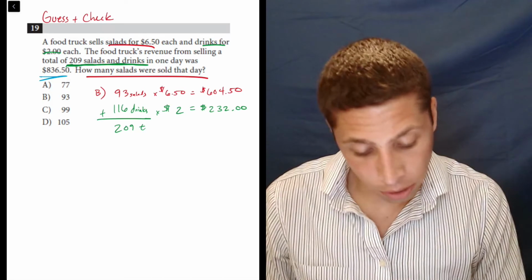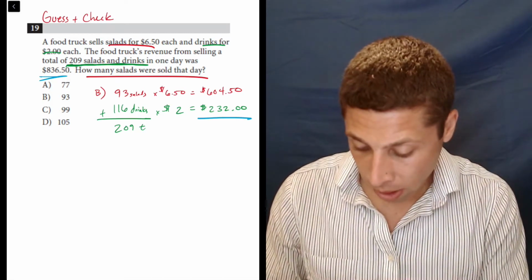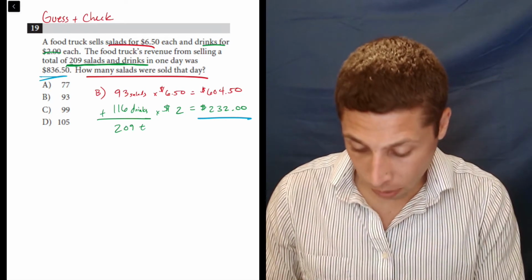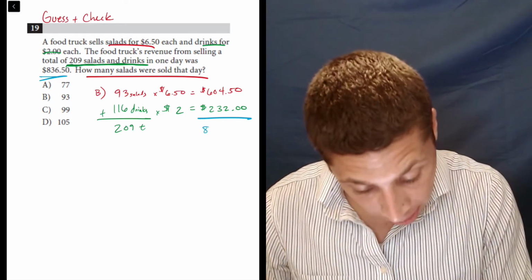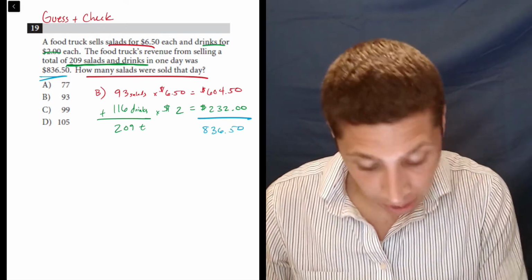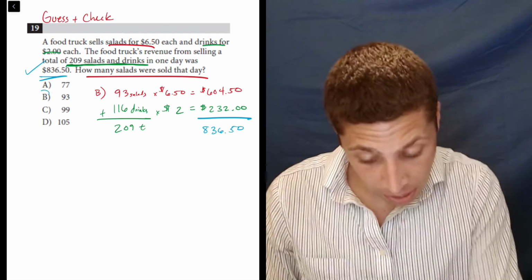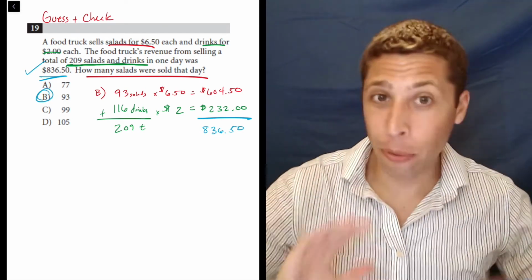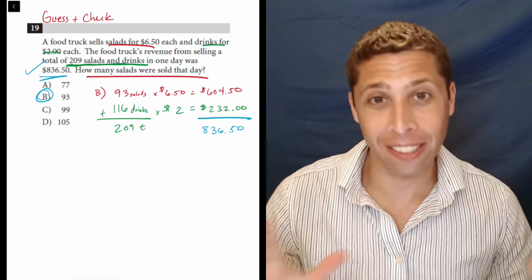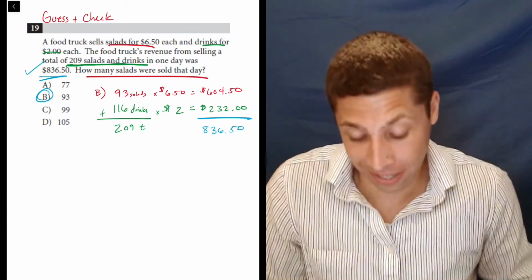And finally, the last piece of information that I haven't used yet is that the total amount of money is $836.50. So let's see, does that add up? 604.50 plus 232 is $836.50. Wow, it's perfect with what I needed it to be. So there, I'm done. I guessed correctly. And again, like I said, I would have chosen B regardless. I didn't just pick it because I knew it was the answer. But it tends to work out nicely, at least 25% of the time.